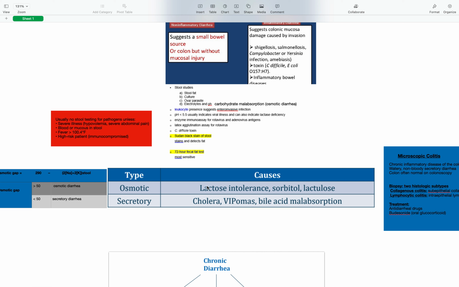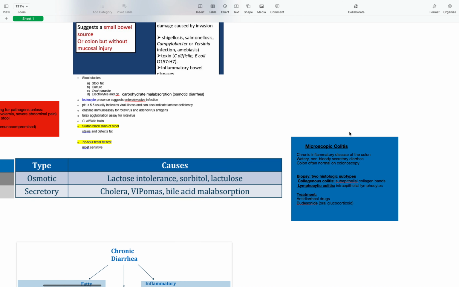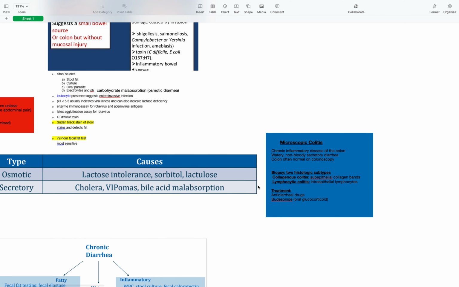So what are the causes of osmotic diarrhea? Osmotic diarrhea may be due to lactose intolerance, sorbitol, or lactulose. Versus secretory diarrhea, these may be infectious causes like cholera or O157:H7, or VIPomas, these are neuroendocrine tumors, or maybe bile acid malabsorption. An additional one is microscopic colitis. Microscopic colitis is a form of a secretory diarrhea.